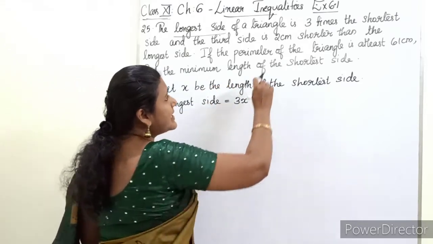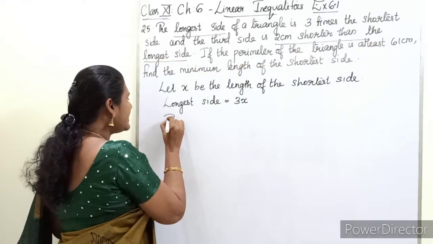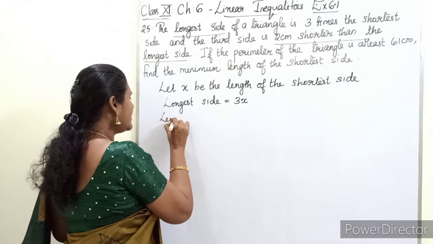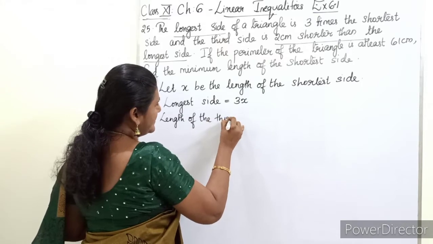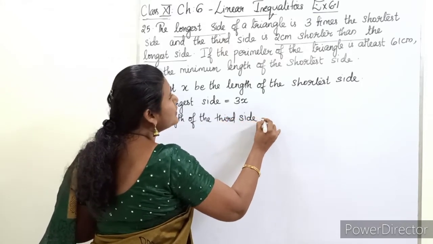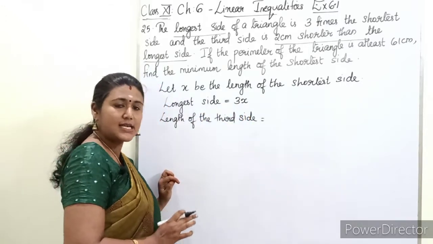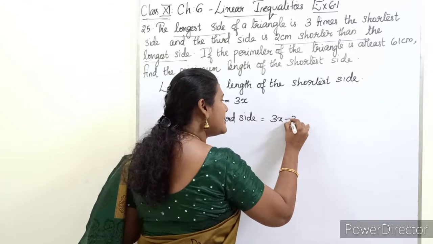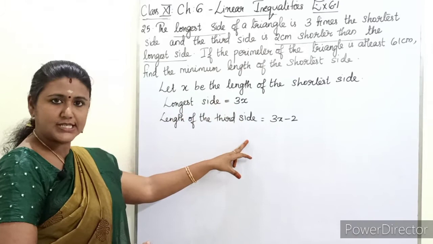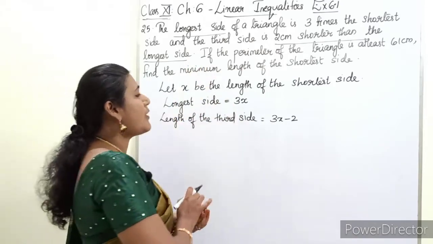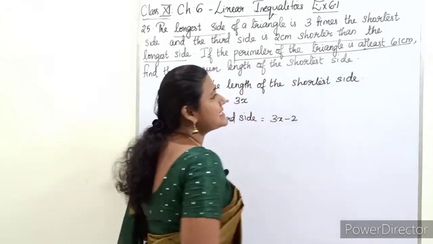Now the third side is 2 centimeters shorter than the longest side. So we will write the length of the third side is equal to 2 centimeters shorter than the longest side. So what we got? Longest side is equal to 3x. So 3x minus 2. So now we have the lengths of all 3 sides of the triangle. Now one more condition is given in the question: the perimeter of the triangle is at least 61.